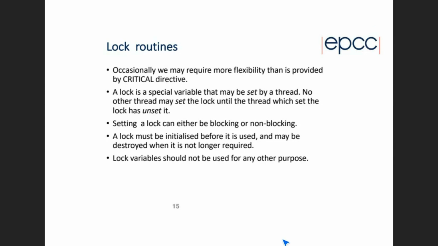So sometimes we need more flexibility, and in that case, what we can do is we can use the lock routines. So the way these work is the lock is a special variable that can be set by a thread, and once it's been set, no other thread can set it until the original thread which set the lock has unset it. Okay. So the other way to think about it is, lock has a concept of ownership, where a thread sets the lock, it gets ownership of the lock. When it unsets it, it releases ownership of the lock, but only one thread at a time is allowed to own the lock.